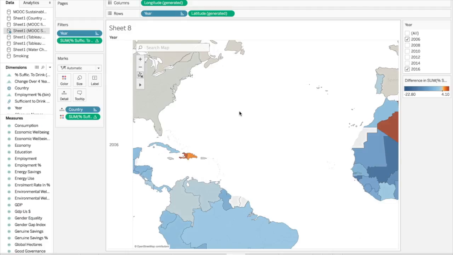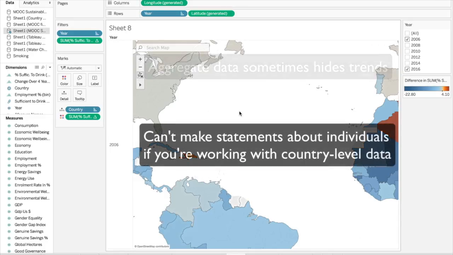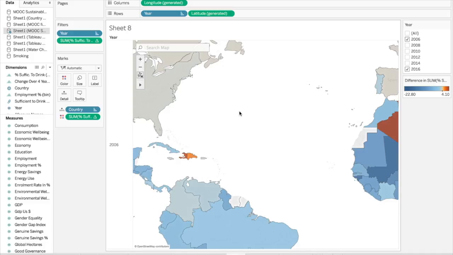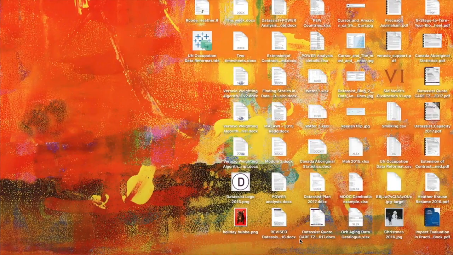However, we've discussed how aggregate data can hide trends and make things look different than they are on the ground. We can't make statements about individual people living in these countries based on aggregate country level data. For our story on water and inequality, we need to look at data that is within the countries.